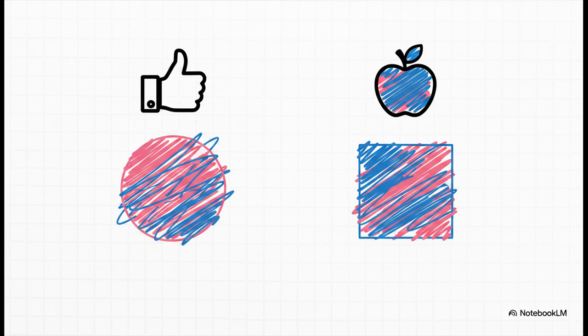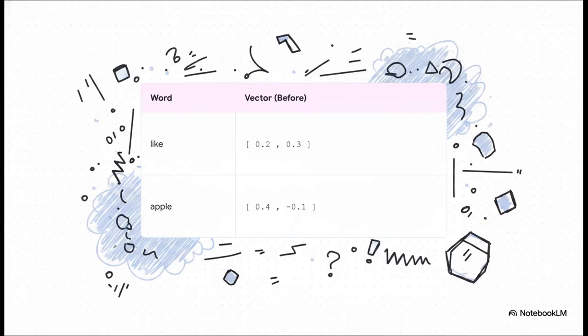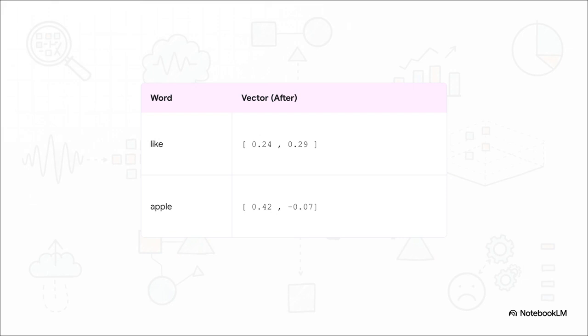It's just trying to make them a little more similar. So, just to recap, this is where we started. Remember these? Just a bunch of random, unrelated numbers. And then, after that one single tiny nudge, poof, the numbers have changed. You can see both the like vector and the apple vector have been adjusted just a little bit.